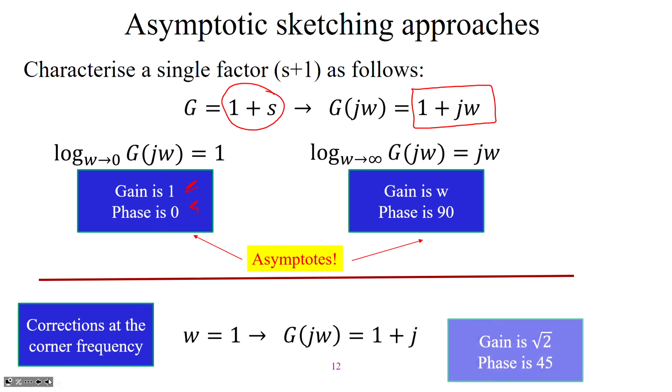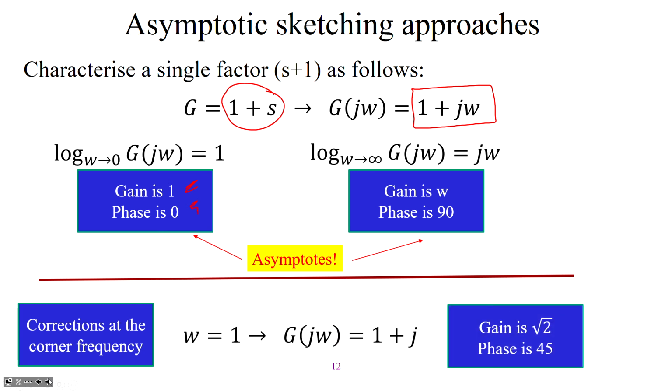There are some errors. If you look at the corner frequency, so omega equals 1, then you'll find at that point the gain is √2. It's not 1, it's not omega, it's √2, and the phase is 45.